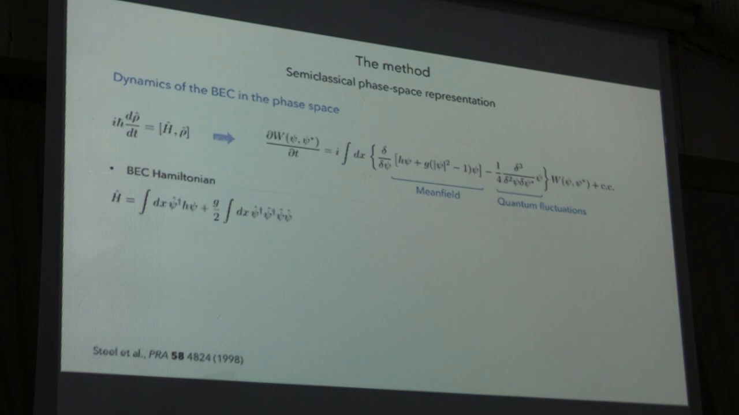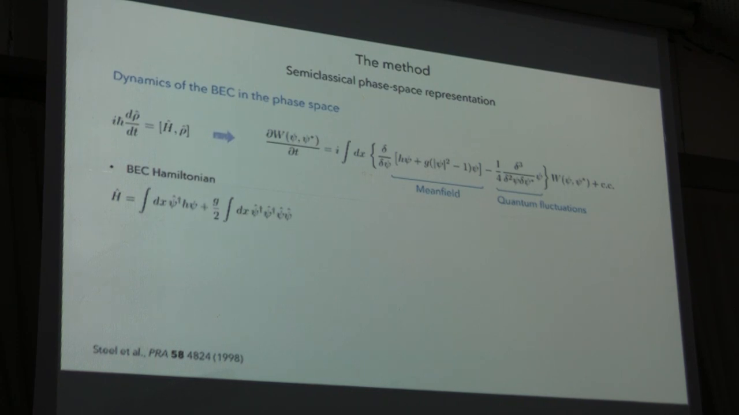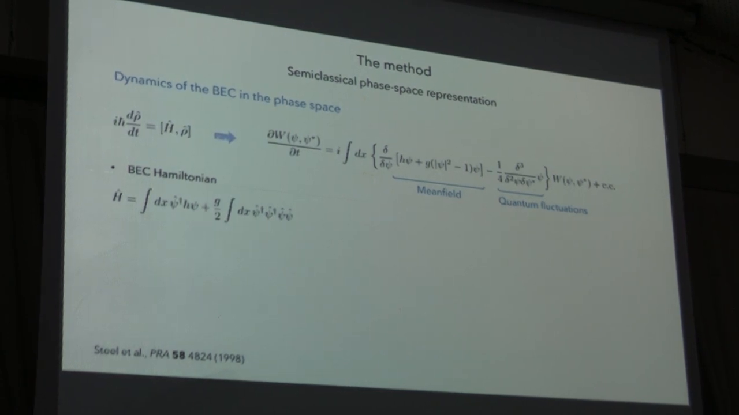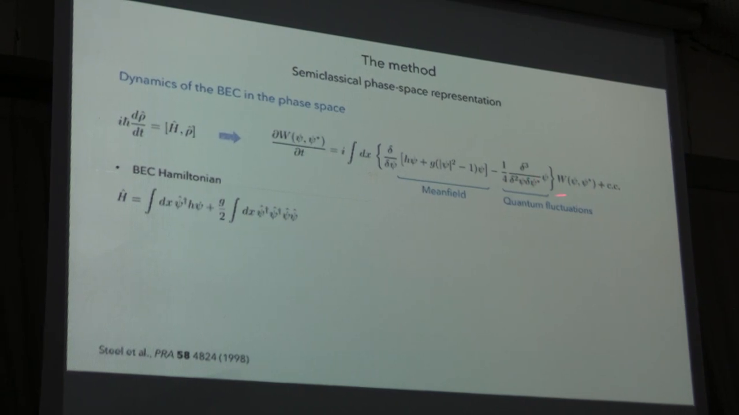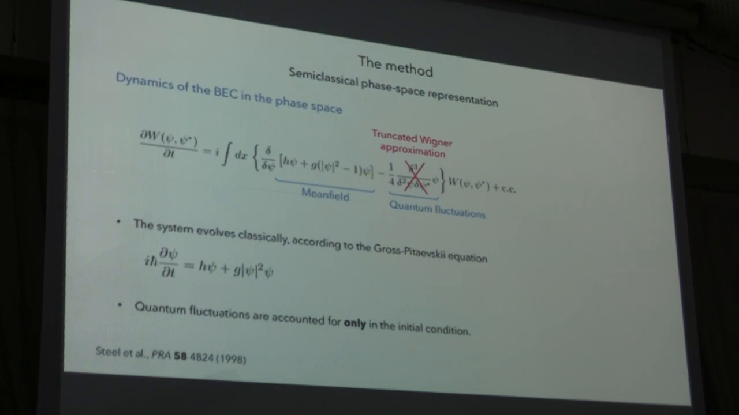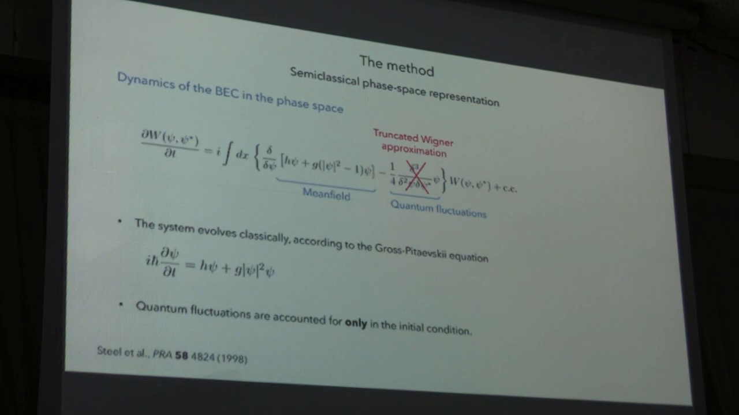Now the problem is solving this equation, which is difficult. The main reason is that it's not possible in general to find a mapping into a stochastic process that can help simulate these dynamics. That mapping is only possible when this second term is neglected, and that approximation is called the truncated Wigner approximation, which is the approximation I'm working with here.